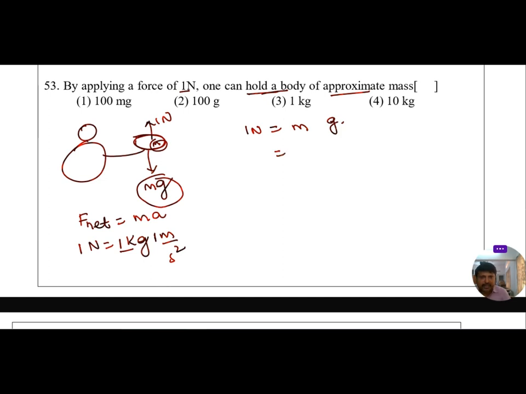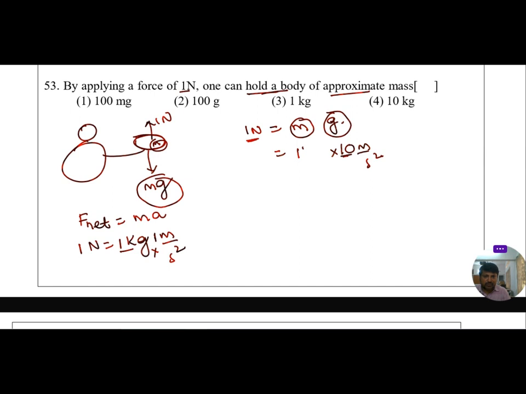So here, suppose g value is taken as 10 meter per second square, then mass should be 1 kg. Only then it is equal to 1 Newton. So in the place of 1 Newton, we can write 1 kg into 1 meter per second square. Already here 1 meter per second square is there.